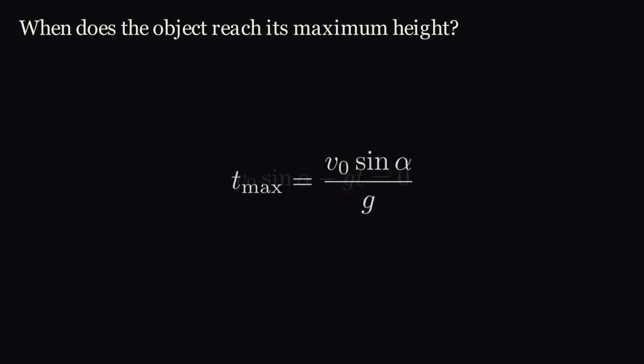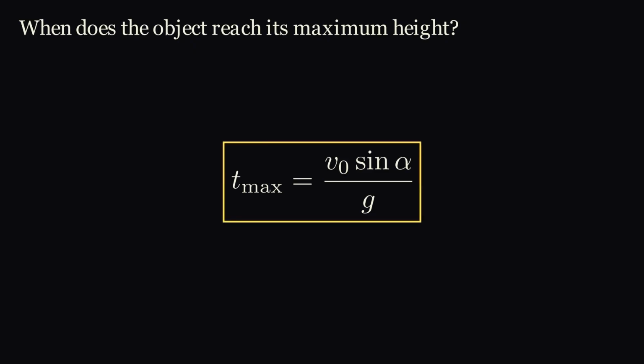By solving this equation, we obtain the time needed to reach the maximum height, Tmax equals v0 sine alpha divided by g. This formula tells us that the time to reach the highest point depends mainly on the initial speed, the launch angle, and the acceleration due to gravity.